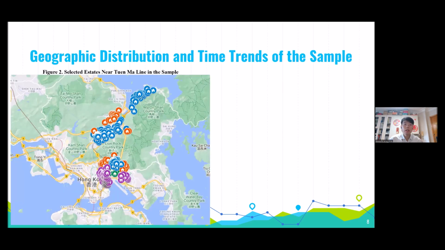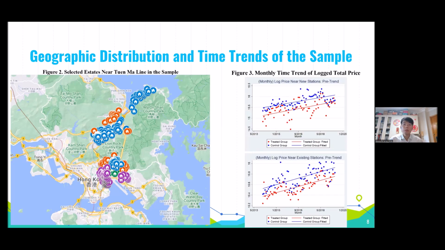The table on the left shows our selected sample in terms of geographic distribution, and the table on the right shows the monthly time trend of the local housing price before any treatment. The blue line indicates the time trend of the control group, whereas the red line is the treatment group. We can see that they are fairly, at least very, parallel in terms of their time trend. So this gives us higher confidence that at least these 2 groups are fundamentally comparable.